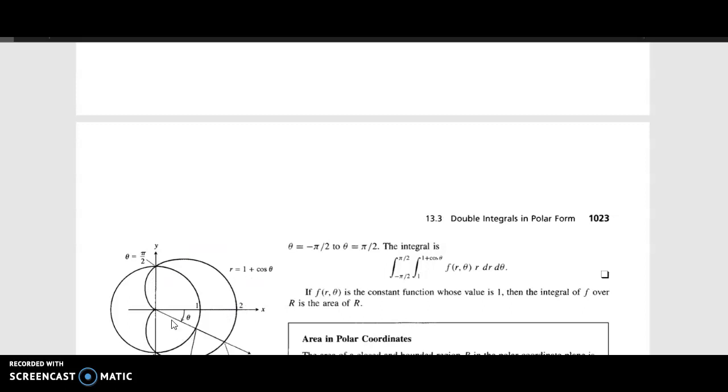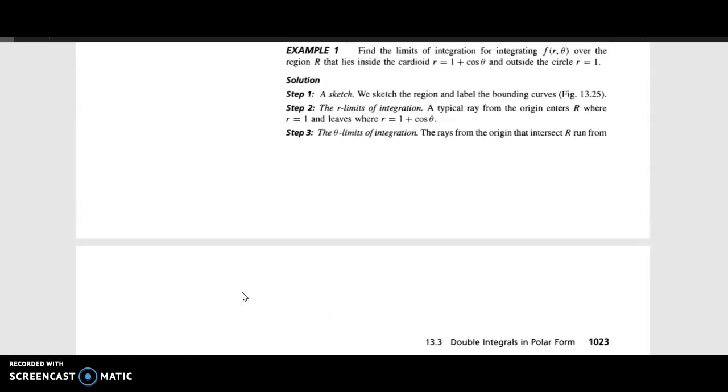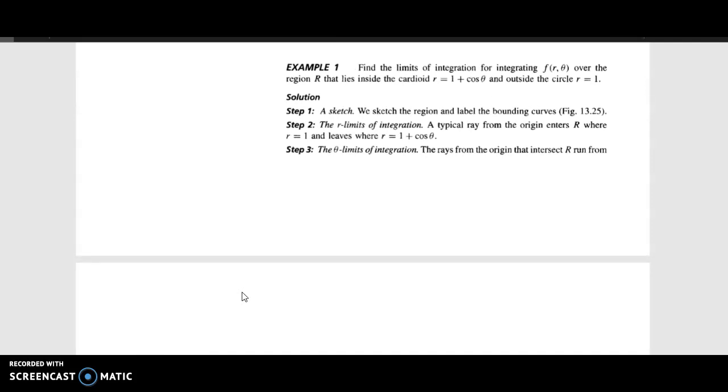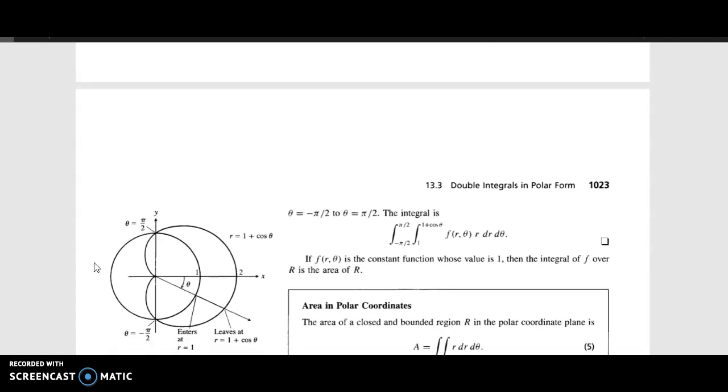For the positive side, the increased length portion will be on the right side. So the region is in between: inside the cardioid and outside the circle. Outside the circle and inside the cardioid means this is a moon-like portion. This is actually our region.